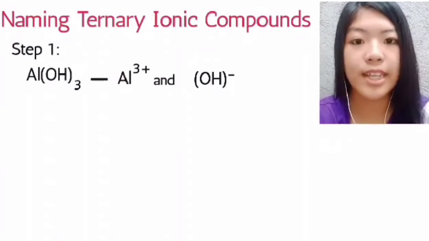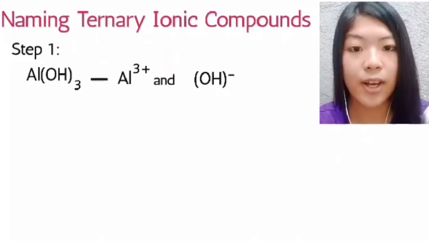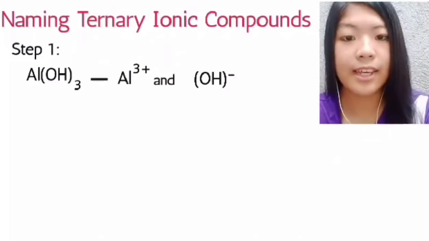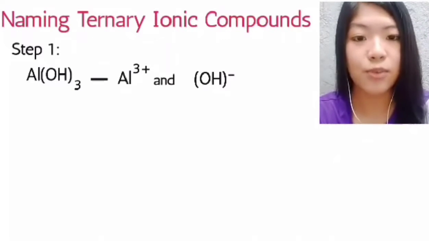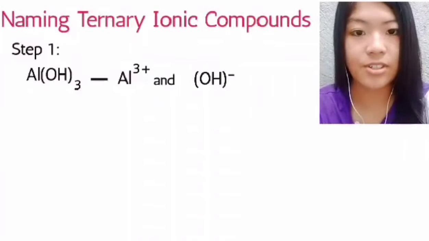Now let's do it with the example. For step 1, identify the two ions present. So we have here Al, which has a charge of positive 3, and OH, which has a negative charge.